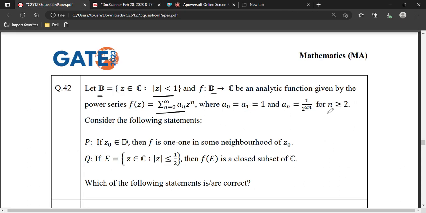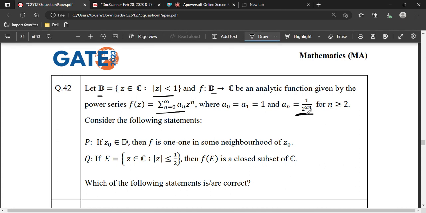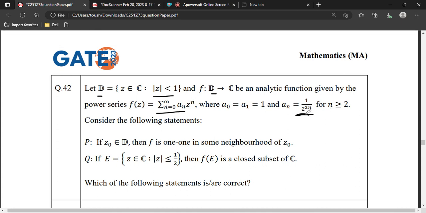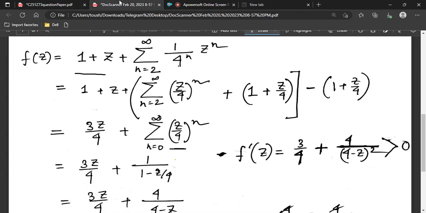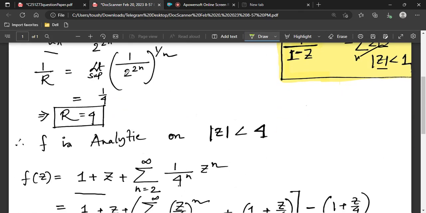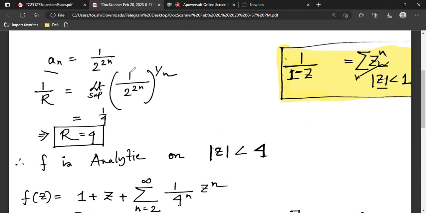Look, they have given a_n in this form. If a_n is this form, then what is the radius of convergence of f? If this is your a_n, then the Cauchy-Hadamard rule says that the radius of convergence you can compute by this rule: 1 by r will be the limit supremum of |a_n| whole power 1 by n. So if this is your a_n, (1 by 2 to the power 2n) whole power 1 by n will be 1 by 2 square, that means 1 by 4, and from here you will get r equal to 4. That means your radius of convergence is 4.